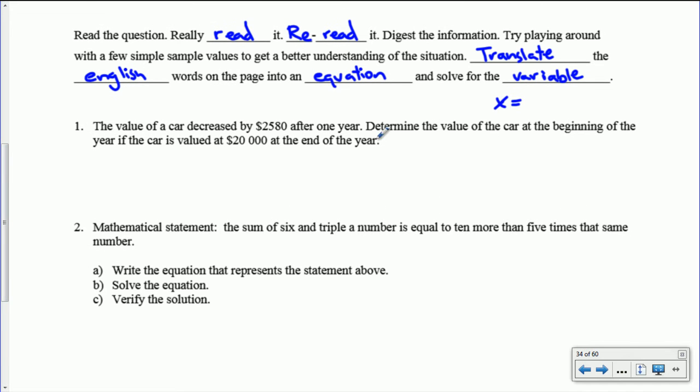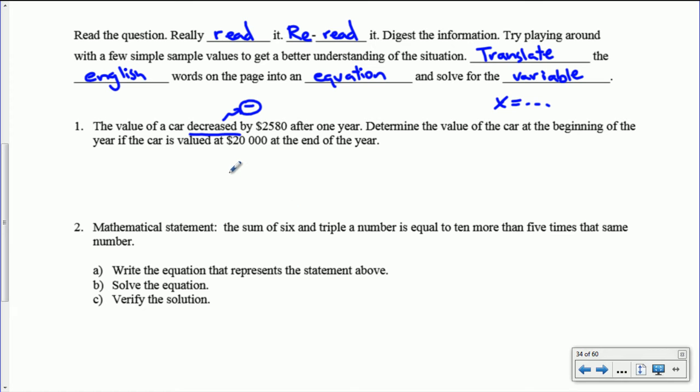Alright, so we'll take a look at a few different examples, and hopefully we'll get the hang of it and you'll try some practice questions in a moment. Alright, so question number 1. The value of a car decreased by $2,580 after 1 year. Determine the value of the car at the beginning of the year if the car is valued at $20,000 at the end of the year. So decreased is pointing you to subtract. So we are starting with a value, we subtract this amount, and we end up at $20,000.